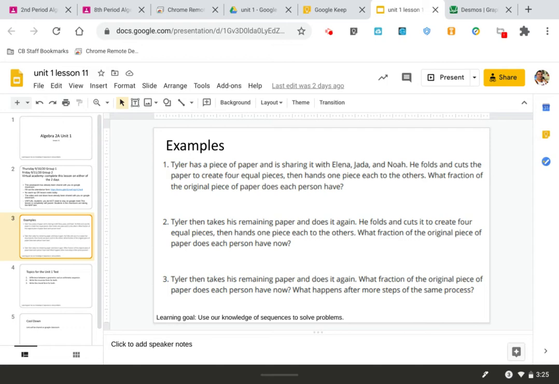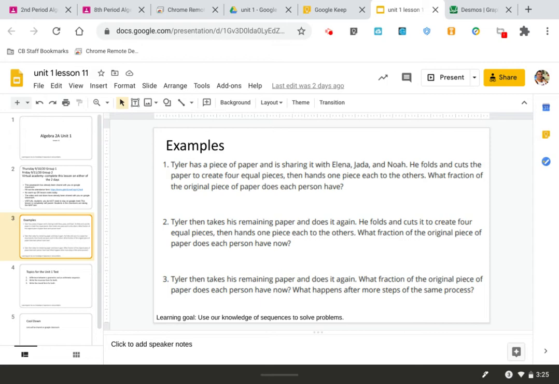So Tyler has a piece of paper and is sharing it with Elena, Jada, and Noah. He folds and cuts the paper to create 4 equal pieces, then hands one piece each to the others. What fraction of the original piece of paper does each person have?